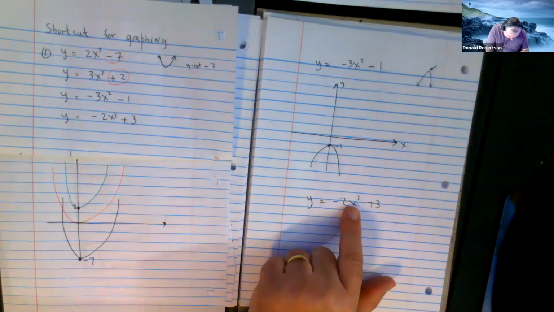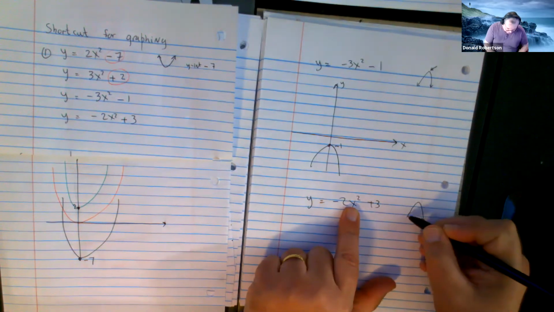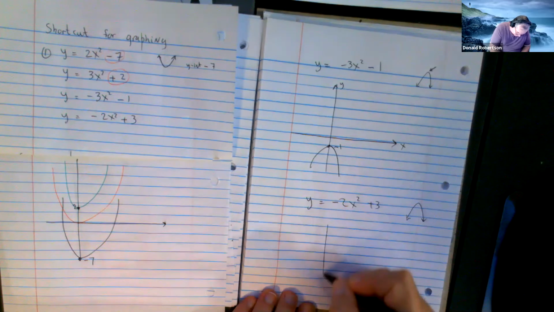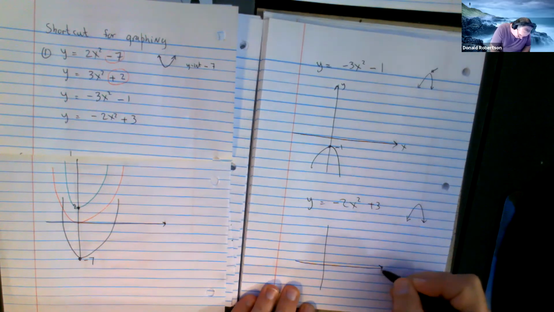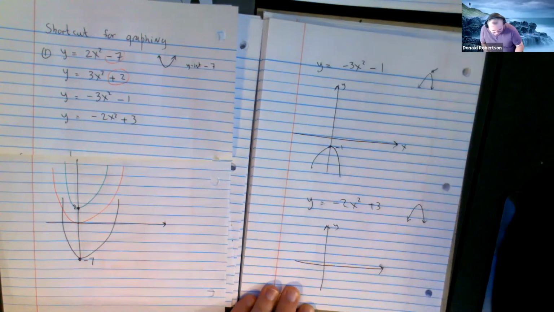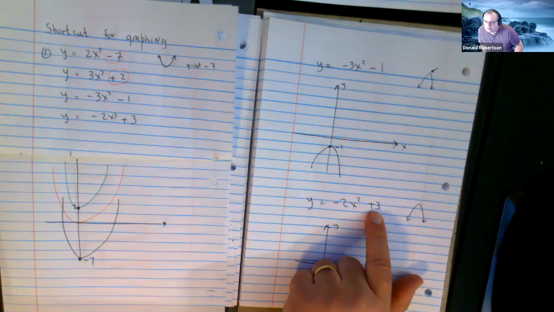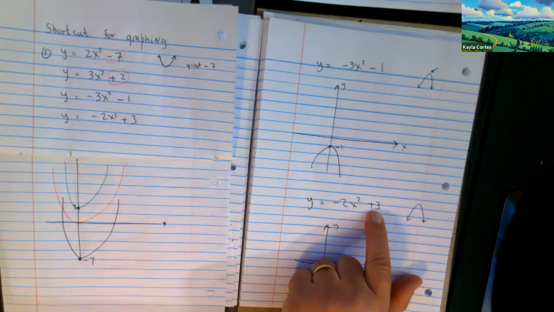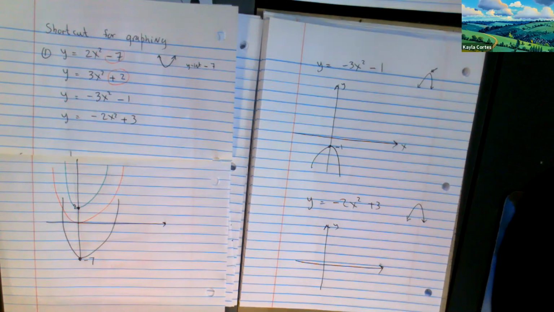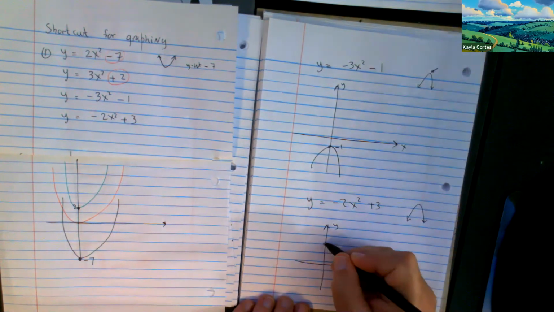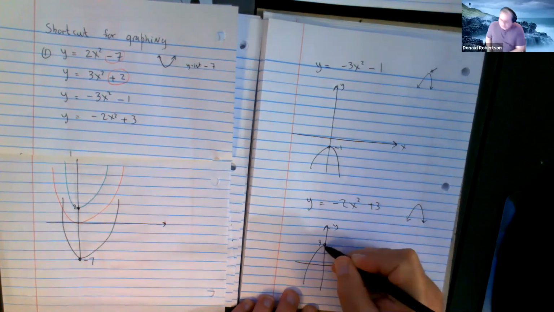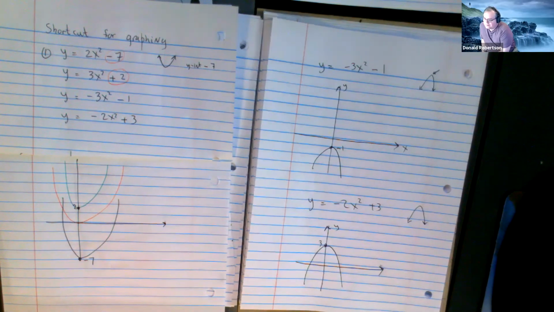Would you agree this guy is a concave down, a sad face? Where does the vertex go? Where's the y-intercept, which is actually the same thing in this case? +3 on the y-axis, so up 3. So a sad face, there. See how quick that was?